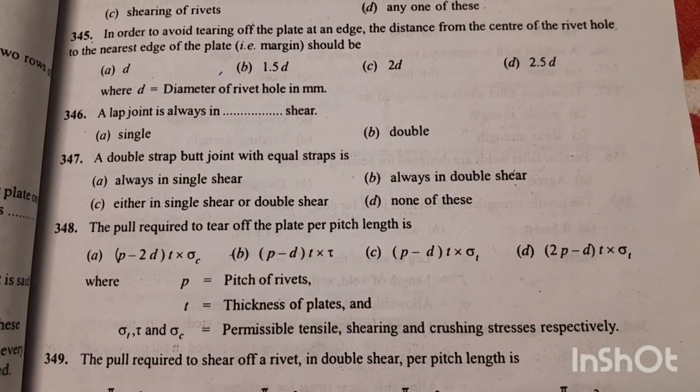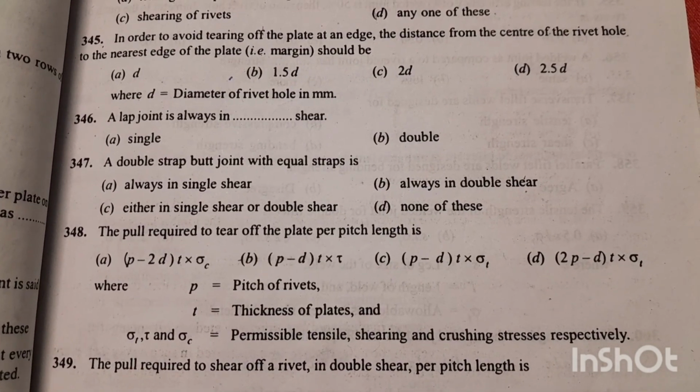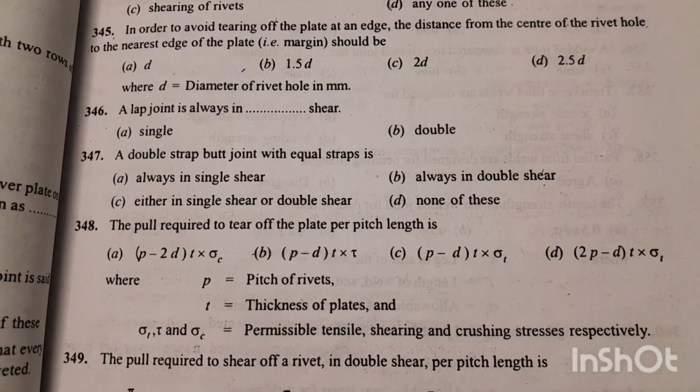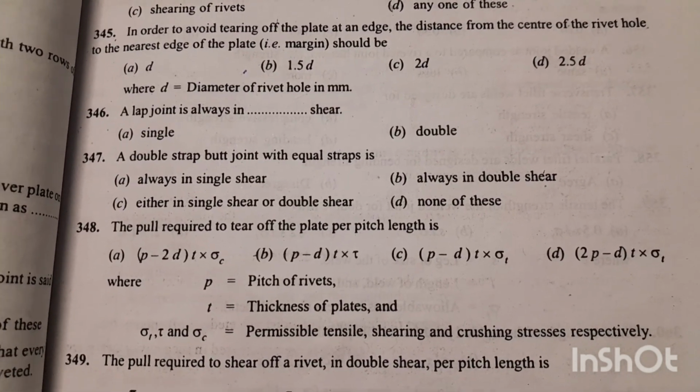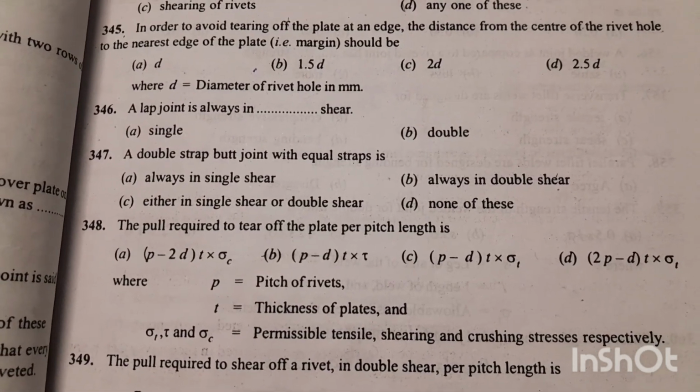Next question 348. The pull required to tear off the plate per pitch length is, option C is the right answer, (p minus d) into t into sigma t. p is the pitch of the rivet, t is the thickness of the plate, and sigma t is the permissible tensile stress of the rivet material.